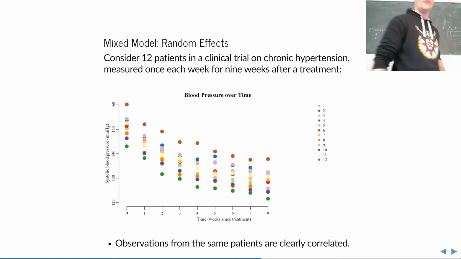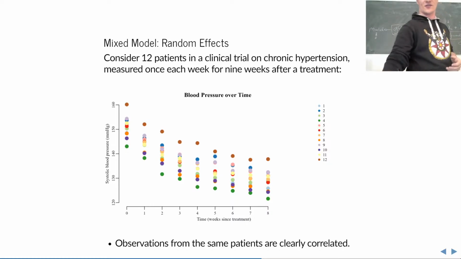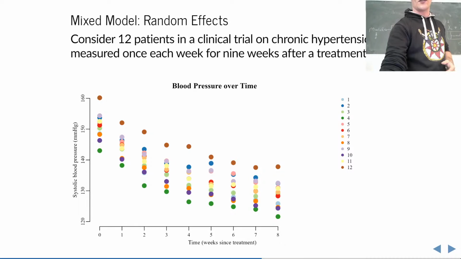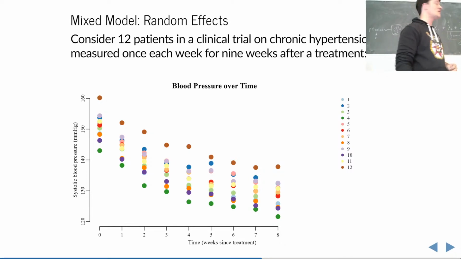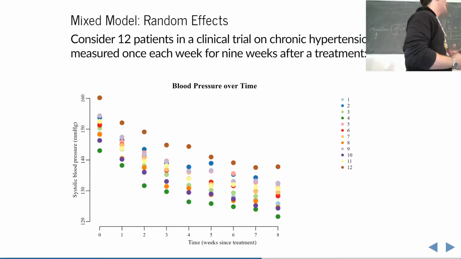Here we have an example of 12 patients in a clinical trial on chronic hypertension. I'll make it a little bit bigger. Observations of the same patients are, of course, correlated, and you can very clearly see that because of the legend. I'm very sorry to colorblind people, there doesn't exist a color scheme of 12 colors, all of them uniquely identifiable and colorblind friendly, but you have to take my word for it.